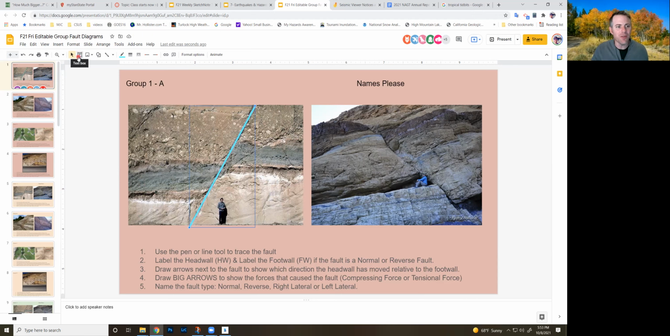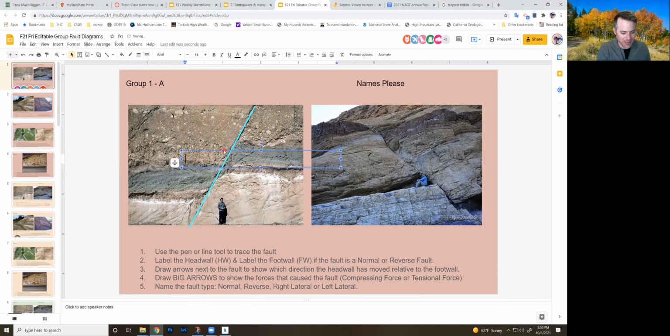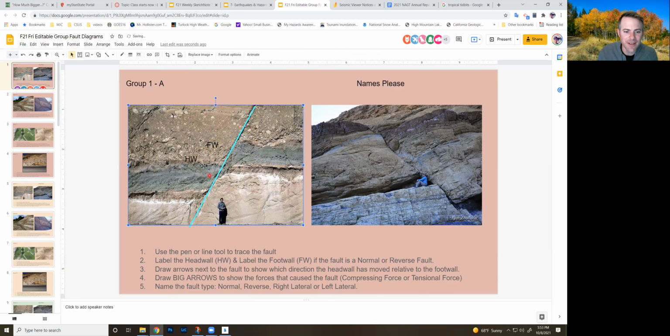Then it says label the head wall and the foot wall. All you have to do is type in HW for head wall, and then FW for foot wall, like this. And then your group will have to figure out which side is the head wall, which side is the foot wall. So here's a person for scale. Here's the side that looks like it's hanging over it. Here's the side that looks like maybe I could use as a ramp to walk out. So once you figure out which side is the head wall and which side is the foot wall, you put the labels on there. So this one is kind of a freebie for everyone, especially group one. If you want to make it easier to see the text, you can change the color too, or just put it in an area where it stands out.